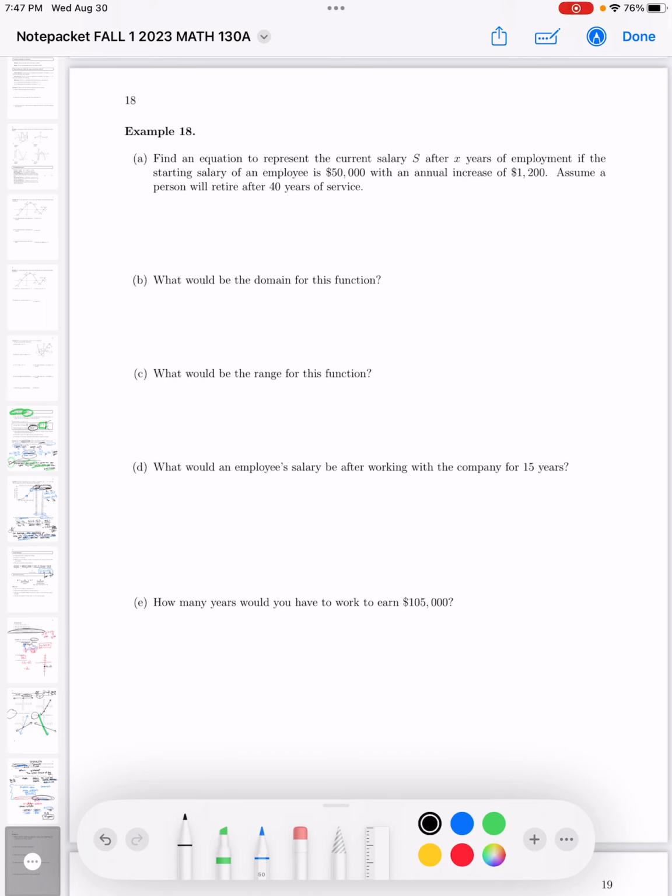So here we've got another word problem. I'm going to help get us started on this word problem, and then I'm going to let you guys try some of it at the end. This time I did not give you the equation, so we have to write the equations. That's what I'm going to do to get us started.